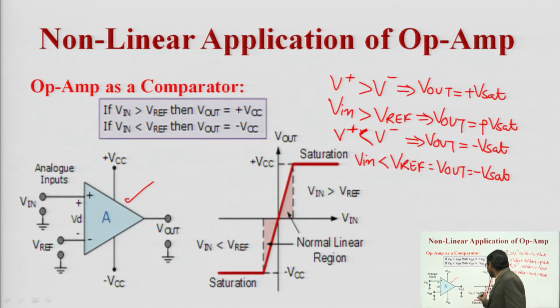This is the transfer characteristic for this op-amp. It is the graph between V out and V in. If V in is greater than V reference, then op-amp operates in the positive saturation region, okay. And if V in is less than V reference, op-amp operates in the negative saturation region, that is minus VCC or minus VEE, and this is the linear region where output can follow linearly to input voltage.